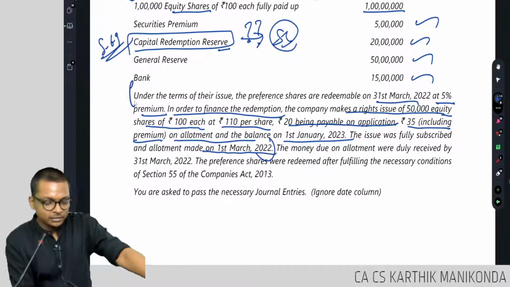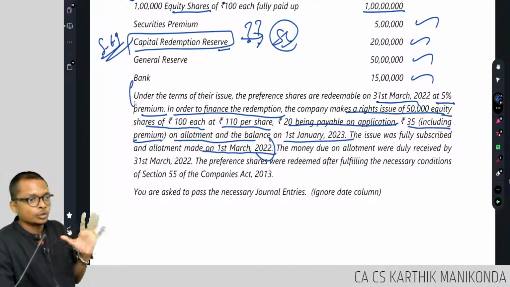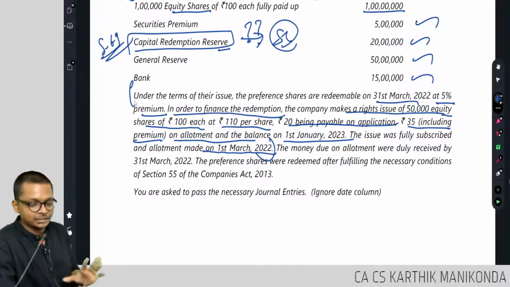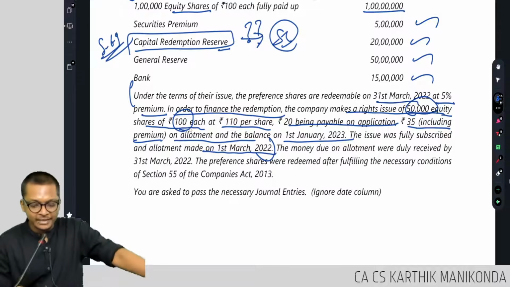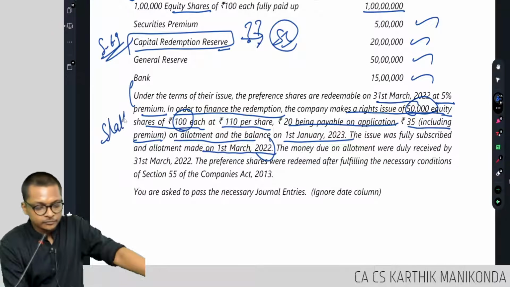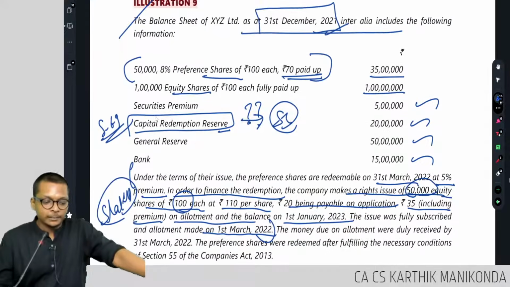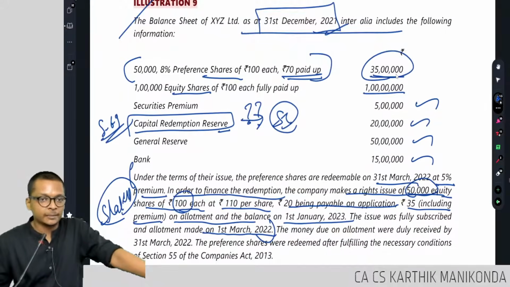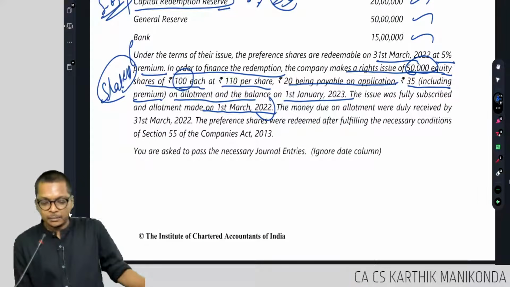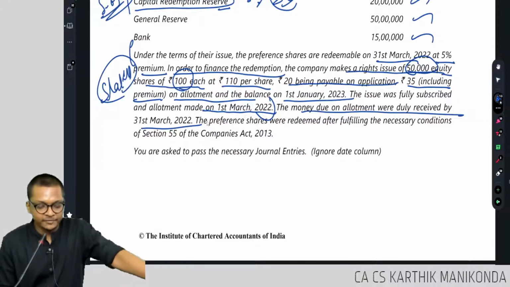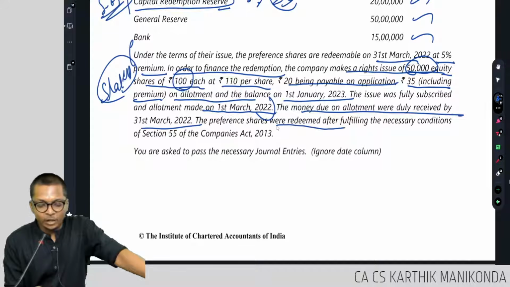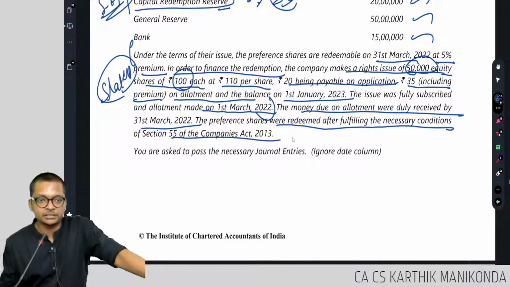So till here, anything complicated? No. Basically, they made a new issue of shares. How much, guys? 50,000 into 100 at 110. I don't care about premium. I will take only the face value. How much? 5 lakhs. Preference shares is 35 lakhs. Remember that. Okay. Next, the money due on allotment was duly received by 31st of March. Perfect. The preference shares were redeemed after fulfilling the necessary conditions. You have to pass the necessary journal entries.